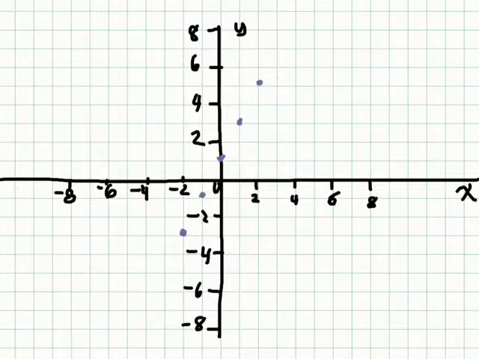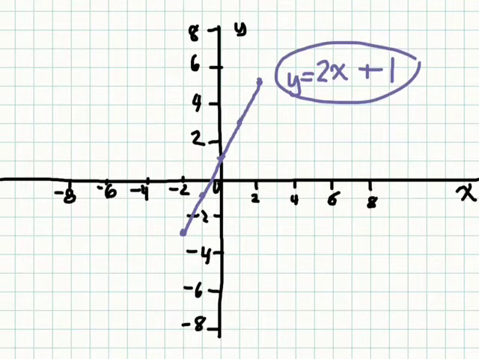Plot all the points. We had 5 coordinates in our table and 5 coordinates on the graph, and we can even connect the points if we want. We see that it graphs a line, and the equation they originally gave you, y equals 2x plus 1, represents the equation of this line.